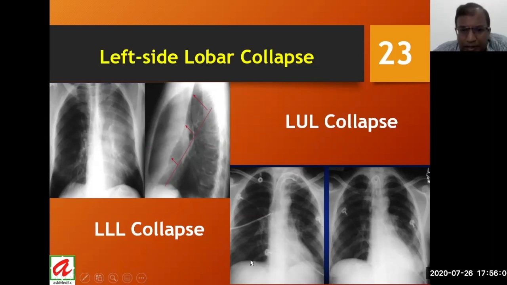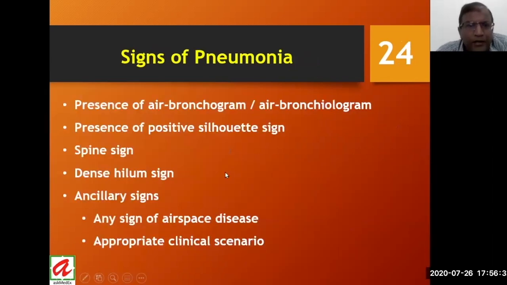Similarly, in this patient, this X-ray does not show any opacity, whereas within a day, when the next X-ray was done, we could see that there is a near homogeneous opacity in the left lower zone obscuring the left hemidiaphragm. So this was a case of left lower lobe collapse. Remember, the collapse can appear and disappear within a day, but the consolidation takes 5 to 7 days to change its appearance. So now, coming on to the signs of pneumonia.